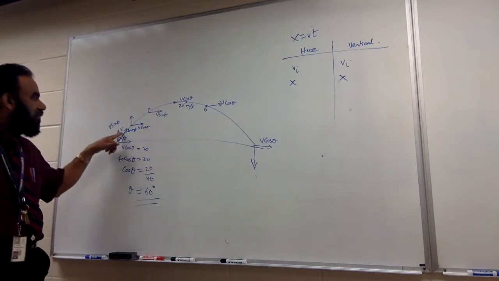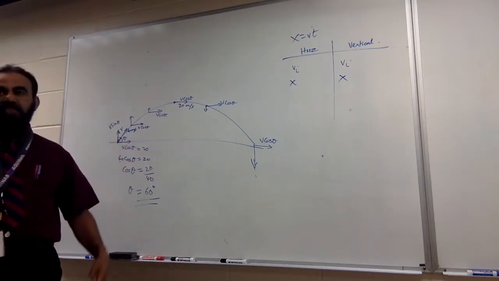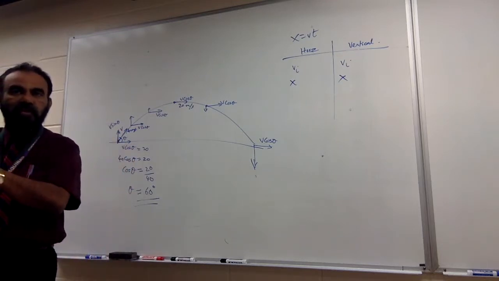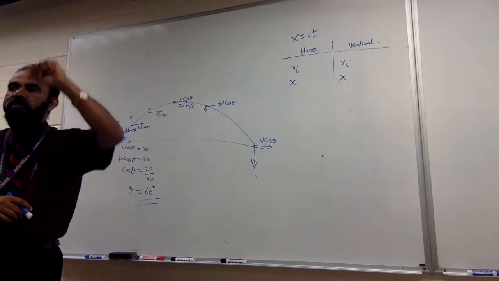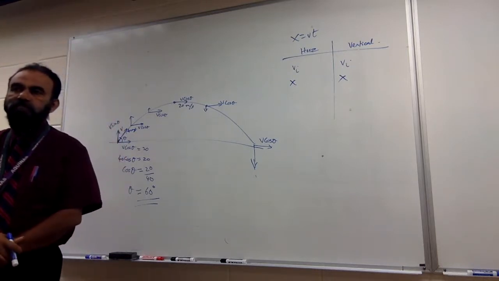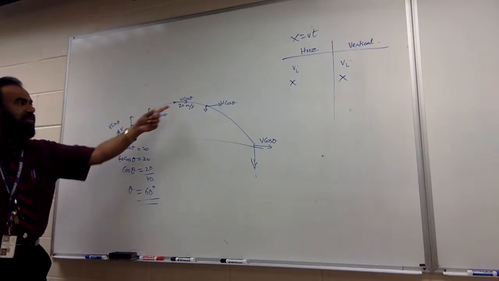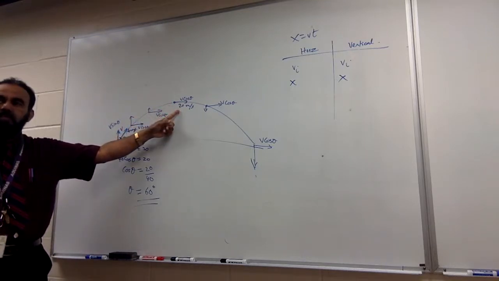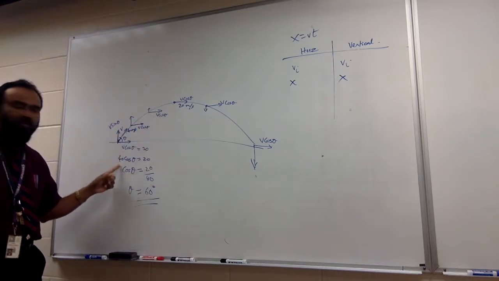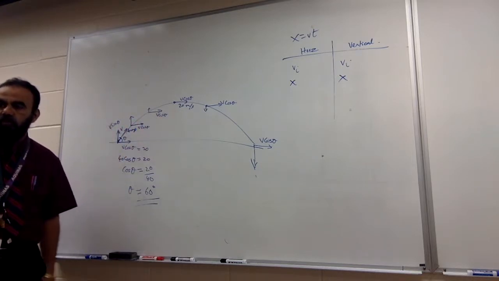I gave you this. I said I'm throwing something at 40, but with an unknown angle. But I know it's moving at 20 meters per second at the very top. Get it? You don't have to do anything in this problem other than saying, this is 20, which means v cosine theta is 20. And you already gave me v. And boom. Over.